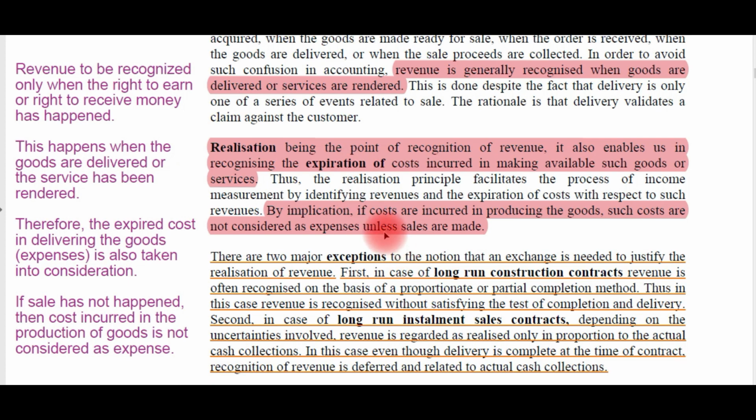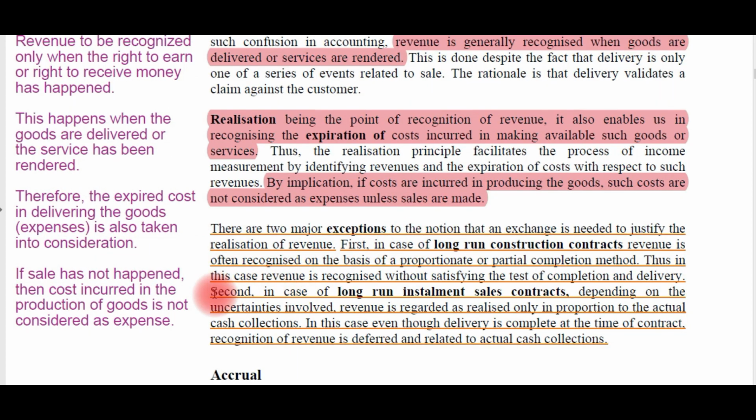So as a result, what is happening? By implication, if costs are incurred in producing the goods, such costs are not considered as expenses unless sales are made. Which means if sales have not happened, then cost incurred in the production of goods cannot be treated as an expense. This is the realization principle.